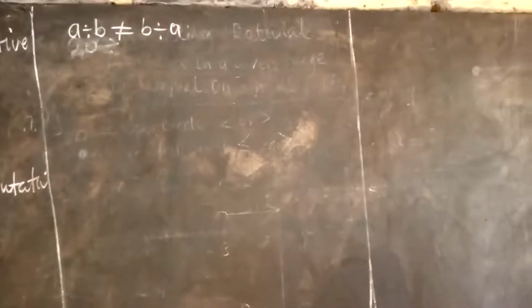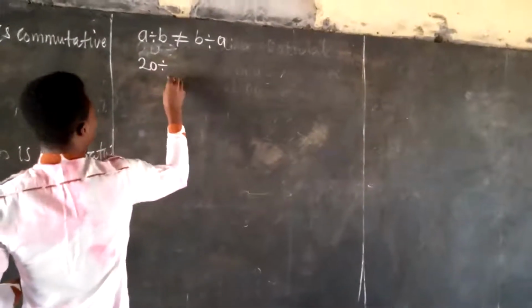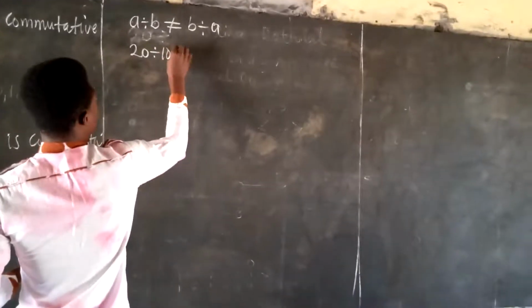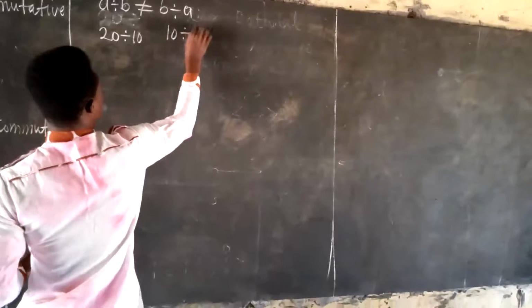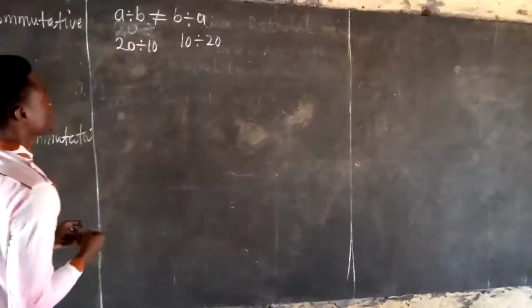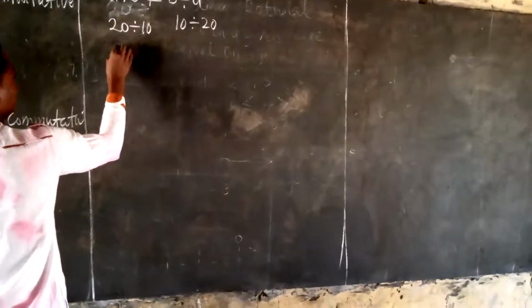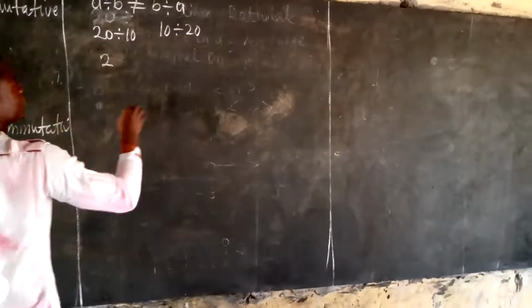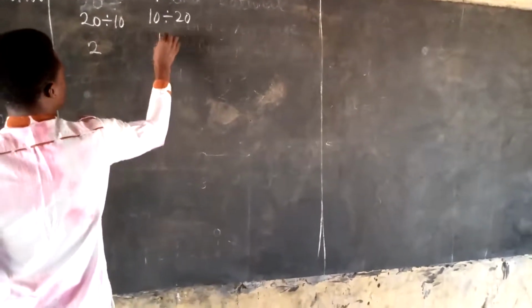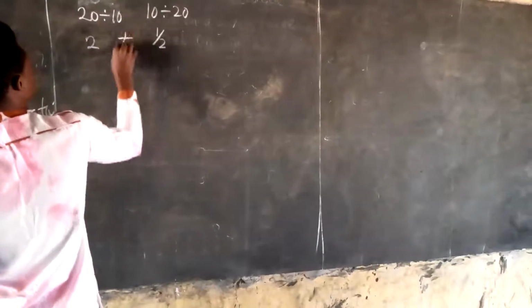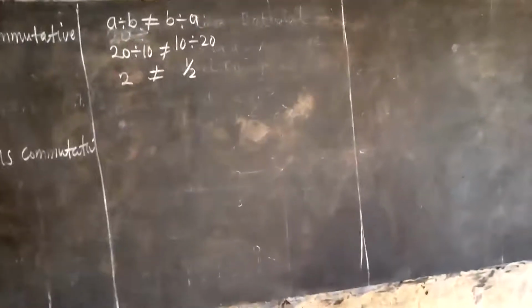Okay, so let's see something here. If you have 20 divided by 10, will you get the same answer when you divide 10 by 20? And the answer is no, because 20 divided by 10 will get 2, and then 10 divided by 20 will get 0.5 or half. So they are not the same. So we say that division is not commutative.